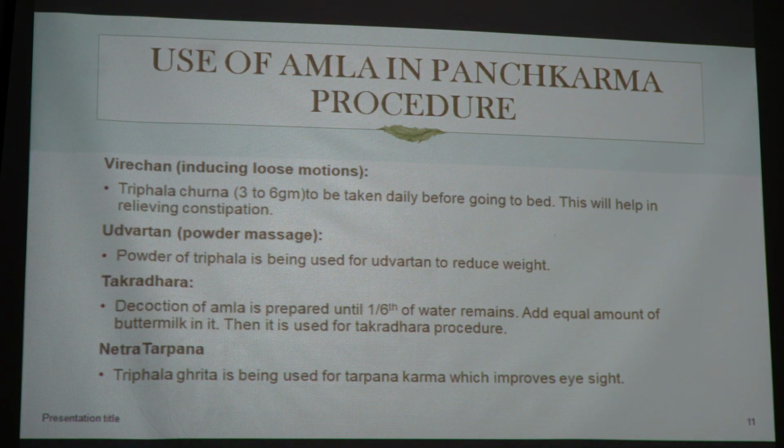Use of amla in Panchkarma procedures. Virechan. Virechan is inducing loose motions. Basically, it is a procedure in Panchkarma. You will know about it later in practical classes. Triphala churn, 3 to 6 grams, to be taken daily before going to bed. This will help in relieving constipation.